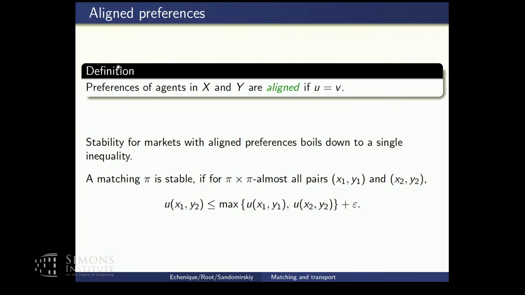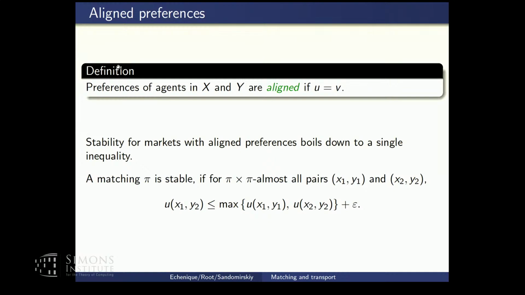and y1 and x2 and y2, the utility of the mismatched, of the potential blocking pair, doesn't exceed the largest of these two. If it were to be bigger, then x1 would want to block and y2 would want to block. Because the utility that x1 gets is described by u, so this utility will be higher than what x1 gets with y1. And at the same time, the utility y2 gets, which is also described by u in this case because of the aligned preferences, is higher than what y2 gets when they're matched with x2.